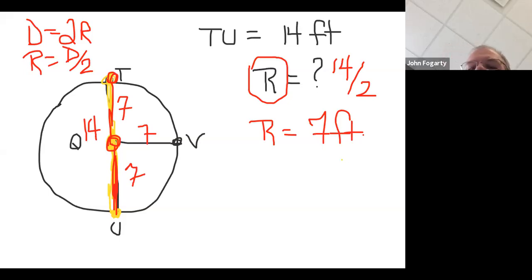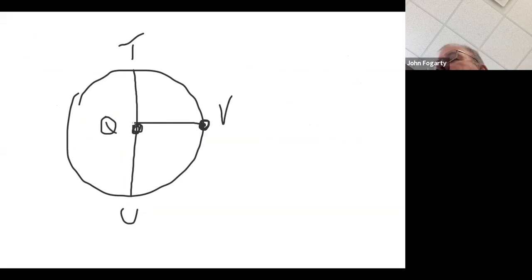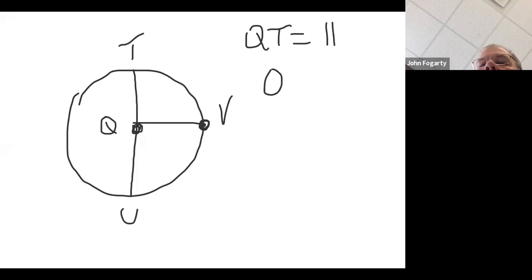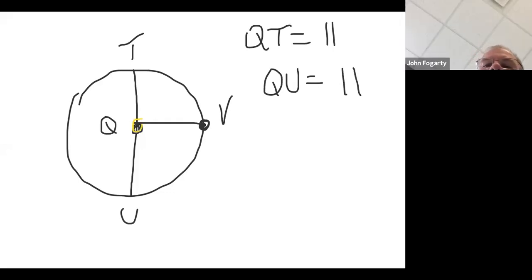How about this one? QT is 11. Take the same diagram, right? Let me get rid of all that. This is T, U, this is Q, and this is V, right? So you have to learn to look at simply what they want you to know. If I tell you QT equals 11, somebody tell me what QU is. 11. Yeah. How come it's 11? Because they're both radius.